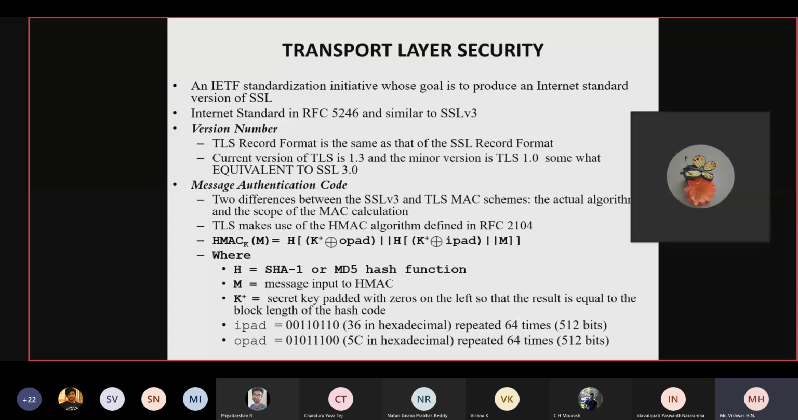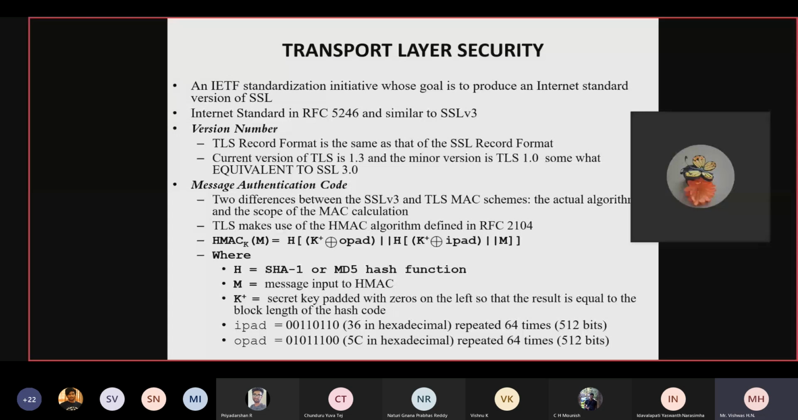So it is basically SSL version 3. That is TLS, Transport Layer Security. The TLS record format is the same as the SSL record format. The current version of TLS is 1.3, and the minor version of TLS is 1.0. Basically somewhat equivalent to SSL 3.0. Okay, sorry, I said something else. So it is basically equivalent to SSL 3.0. Most of the working principle of TLS is similar to SSL.